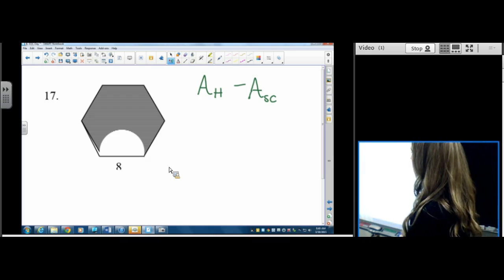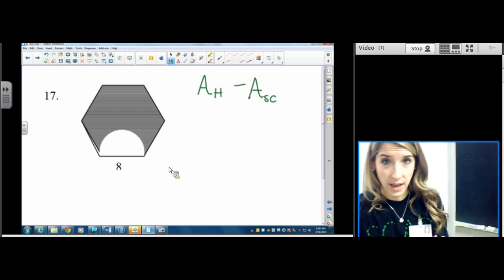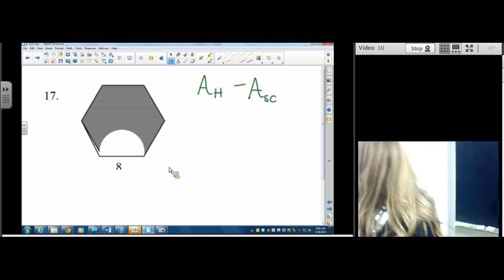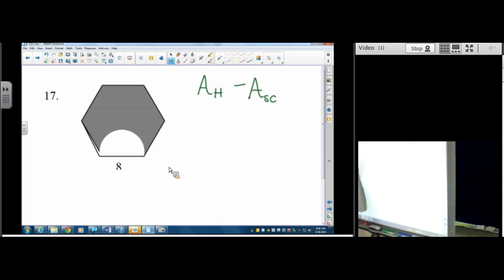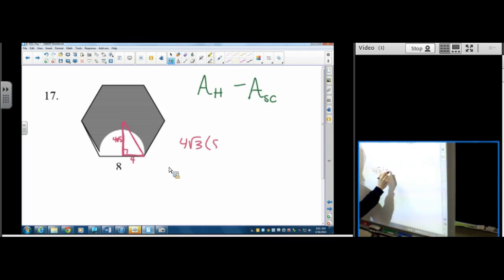Okay, so area of the hexagon. Let's just dive into that one. Now, a hexagon is one of our special cases, so we don't have to use trig. In our hexagon, we always draw an apothem and a radius. Half of the side is 4. 4 is across from 30, so the apothem is 4 root 3. And now we're ready to find the area of the hexagon. Apothem times perimeter. Let's see, there's 6 sides and they're each 8 long, and then divided by 2.